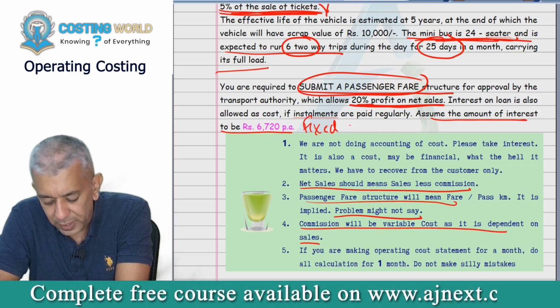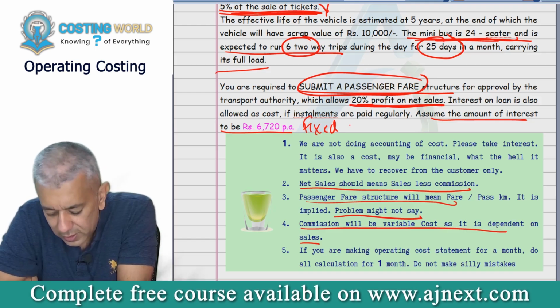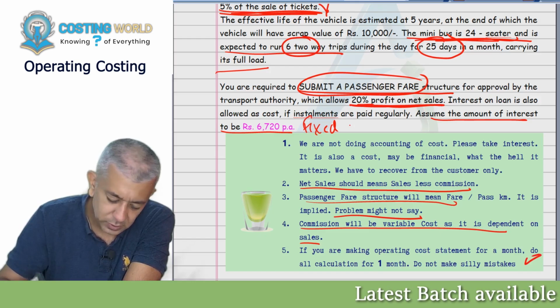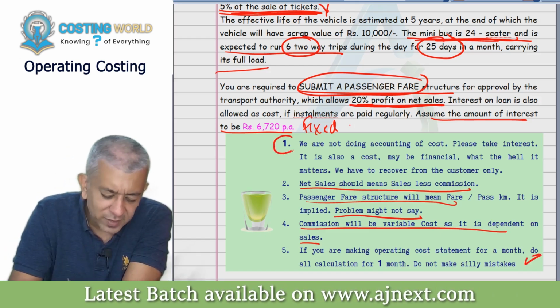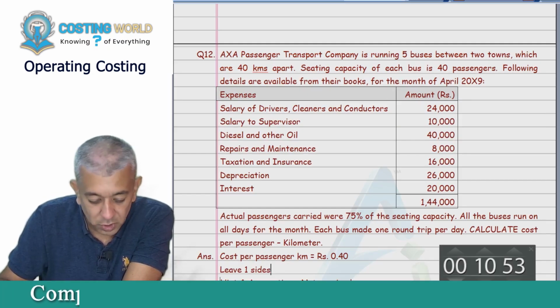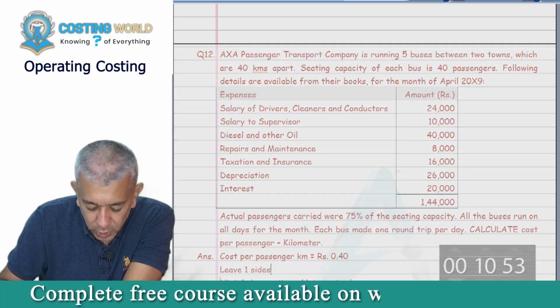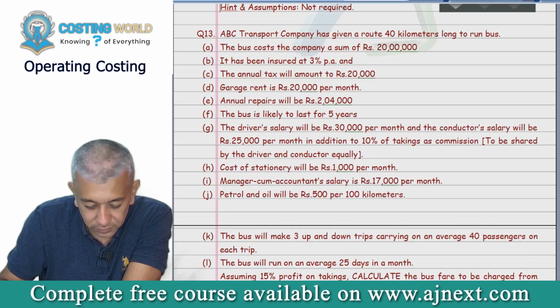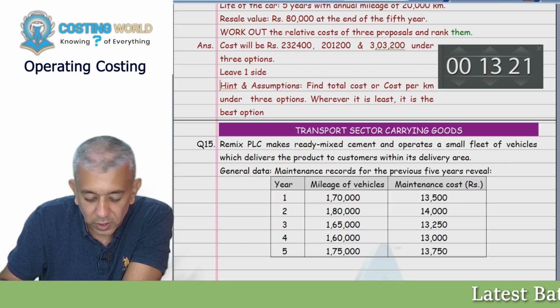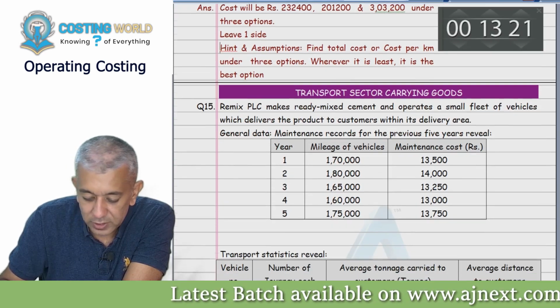If you are making an operating cost statement for a month, do all the calculations for 1 month. Do not do a silly mistake. That is for your exam purpose. This point, whenever you are revising, you all will understand why I have put it. Okay, so question number 11 is done. For 12, you are going to be leaving one side. For 13, you are going to be leaving one side. For 14, you are going to be leaving one side. So please leave 3 sides.